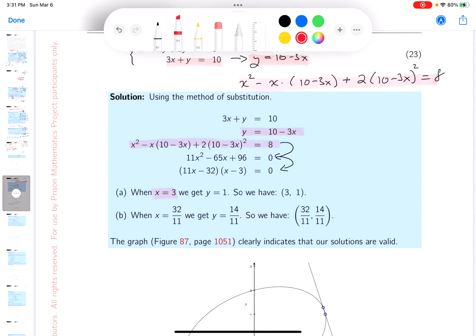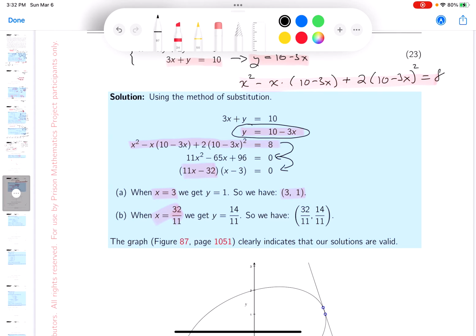Now, so how would you get the y? I can't say this enough. Use this equation. What would the y be if x is 3? The y would just be 1. So I get this point over here. Now, the other one, more of a challenge for me. All right, what I mean by that, the solution to this over here is 32/11.